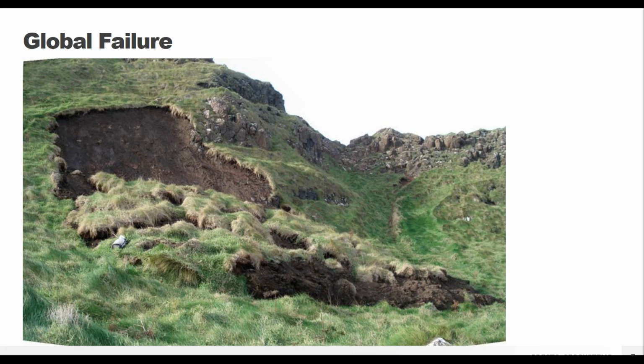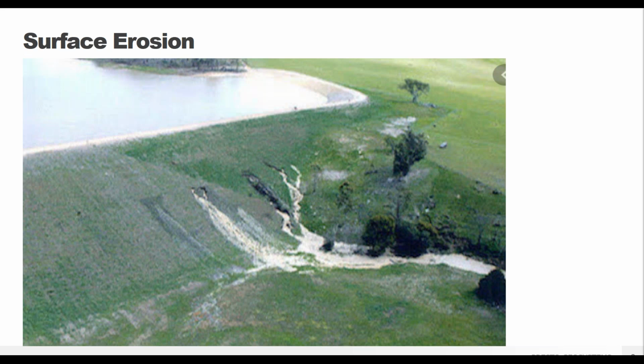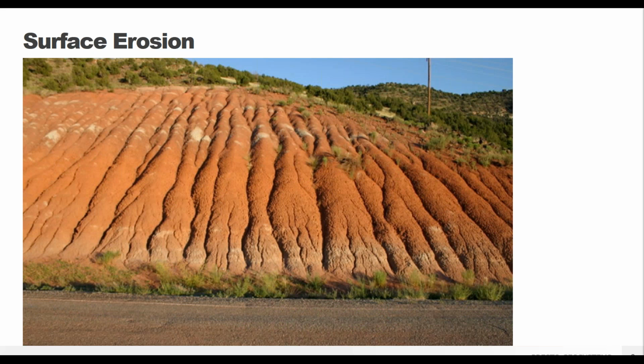Again, not talking about global failures and solutions today, but definitely something to consider when you have a very saturated environment. You can also have water flowing through the slope. We see this really often in dam embankments or along channels, anywhere that you have high amounts of water pressure, you'll see something like this, the piping failures issues.